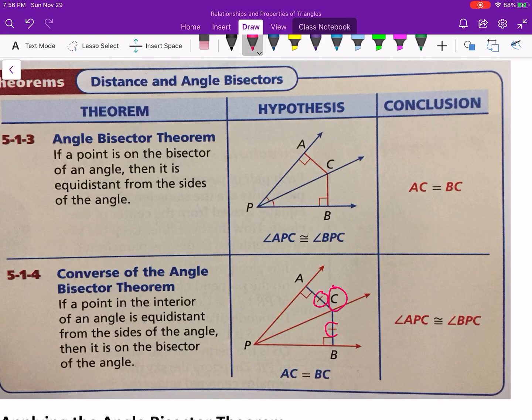So that's using the hash marks. We know that it's equidistant. It also tells us that these are right angles. So it's lots of information in that hypothesis of the converse. So if a point is in the interior of an angle and it is equidistant from the sides of the angle, then it is on the bisector of the angle. So the conclusion this time is that the two angles APC and BPC are congruent. In other words, it splits the large angle into two equal parts.